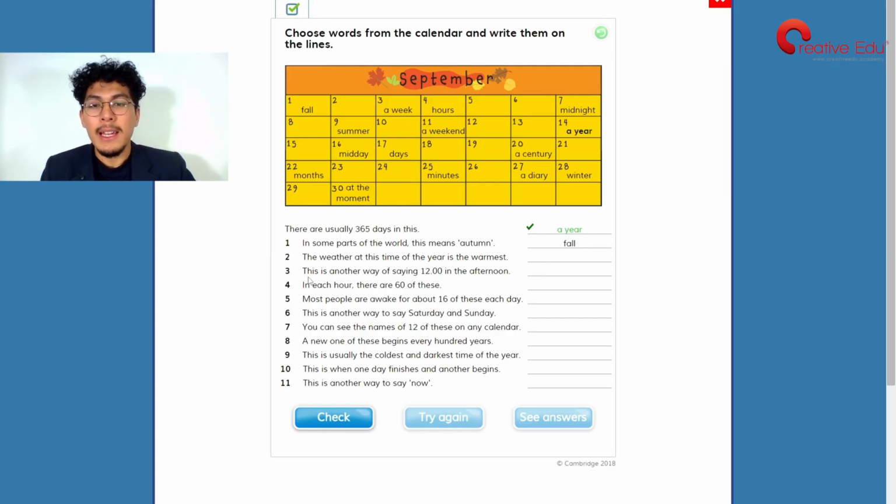Okay, moving on. Number 2. The weather at this time of the year is the warmest. Well, in Malaysia, we have summer all year long. But in other countries, summer can only be for a 2-month, 3-month period. All right, number 3. This is another way of saying 12 in the afternoon. Now we have fall, a week, hours, midnight, summer, a weekend, a year, midday. So midday, the middle of the day. So of course, that is 12 o'clock in the afternoon.